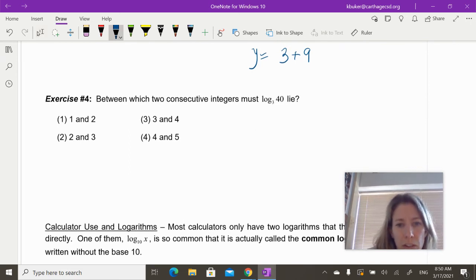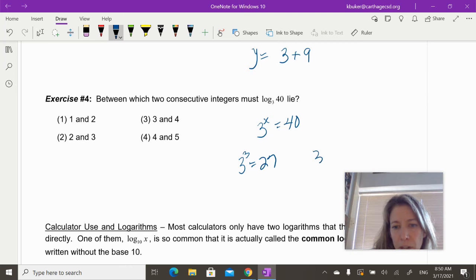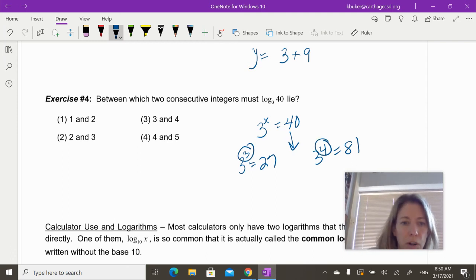Between what two consecutive integers must log base 3 of 40 lie? So basically they're saying 3 to what power equals 40? Well, we know some powers of 3. I know 3 to the third is 27. Again, you can use your common base sheet. And 3 to the fourth is 81. So since 40 fits between there, the exponent must be somewhere between 3 and 4.